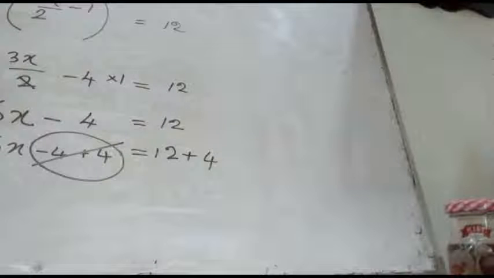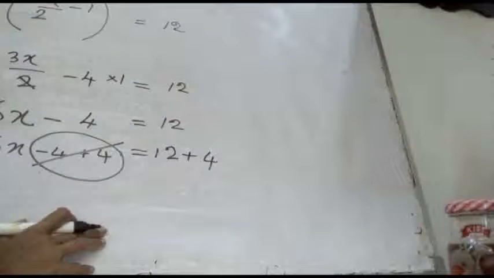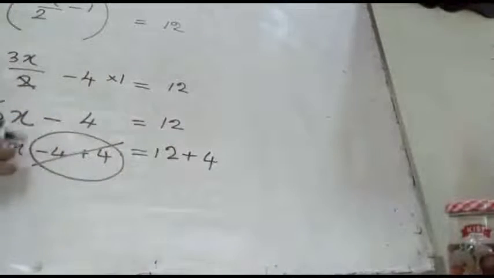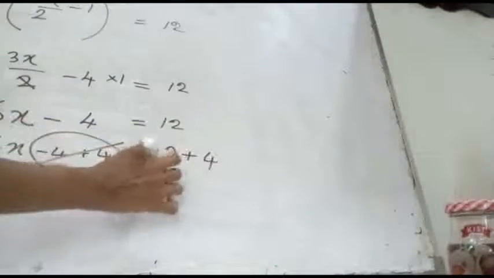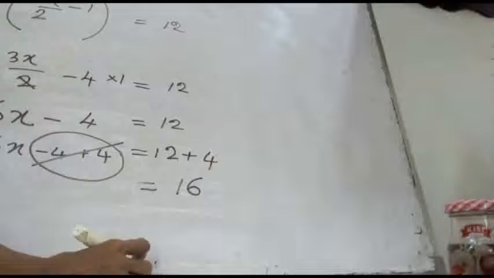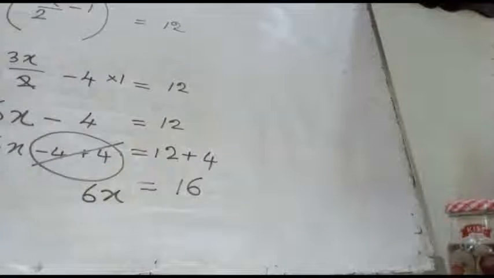In grade 7 and 8 it is compulsory to write this, but now we practice it, and in grade 10 and 11 it doesn't matter to write this. 6x is equal to 12 plus 4, which is 16. 6x is equal to 16. Both sides divide by 6.